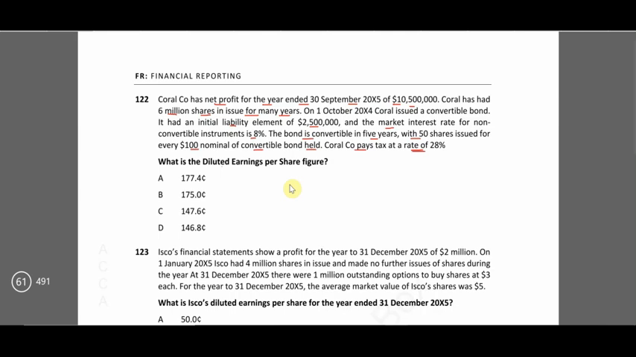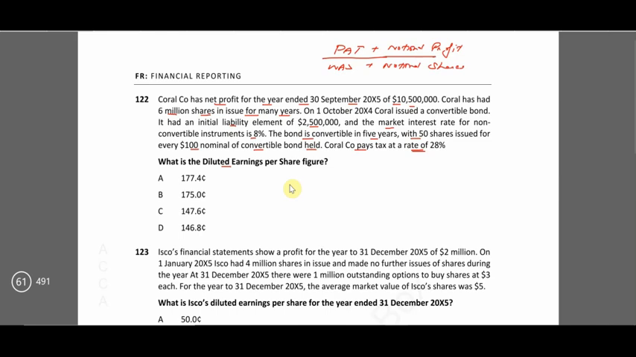What is the diluted earnings per share? Now we know that in order to calculate the diluted earnings per share, first of all, the basic formula of the EPS is profit after tax divided by the weighted average shares. Now, when you are calculating the diluted EPS in addition to the normal EPS, you need to add the notional profit and the notional shares.